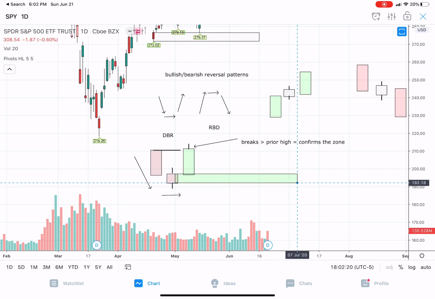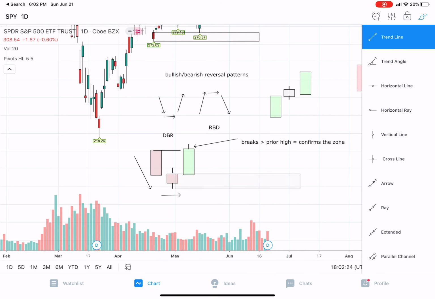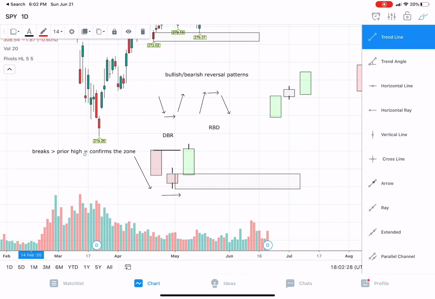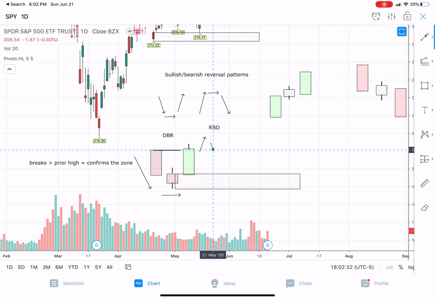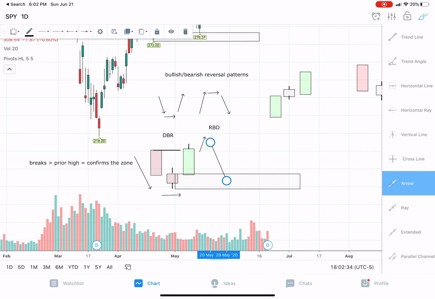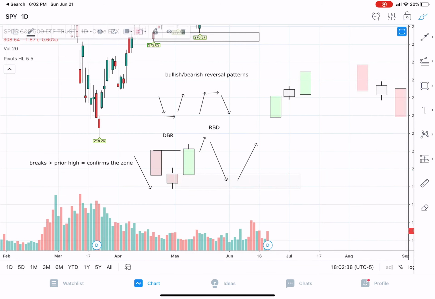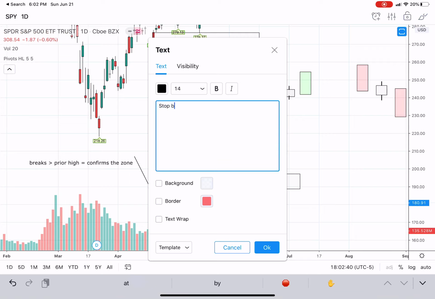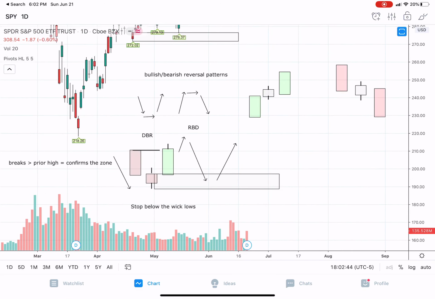We do the same thing. We draw our zone out here. Let me change the color. Ideally, our plan will be that the market makes its way up, and then we would look for an entry down here with a stop loss below the lows. So our stop loss would go below the wick lows. This is basically our drop-based rally structure right here.